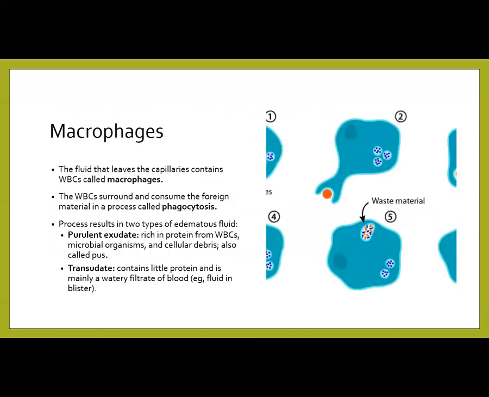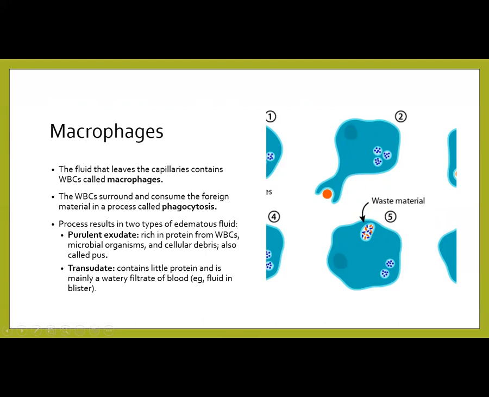So the fluid that leaves the capillaries contains white blood cells that are your macrophages. Remember how we were talking about that vascular permeability and things moving out. So these are your macrophages. The white blood cells surround and consume the foreign material in a process called phagocytosis. So we've got bacteria here, and these little macrophages eat it, because that's what phagocytosis is, and then they distribute all that stuff they don't need.